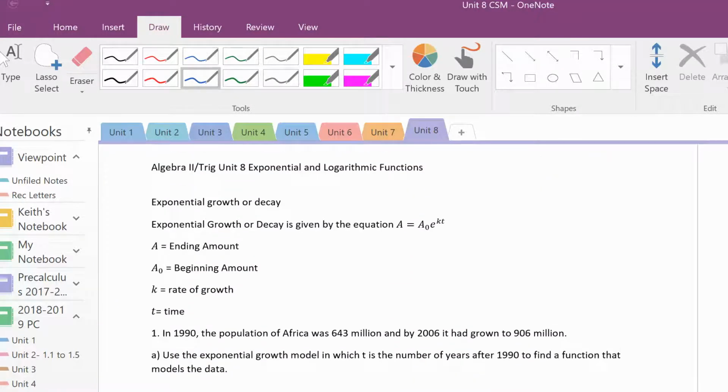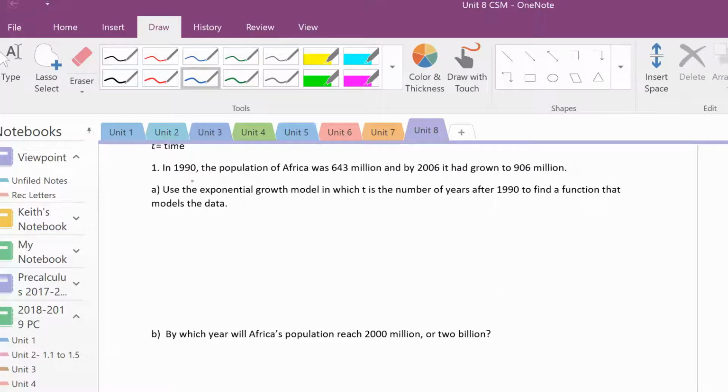All right, there's also exponential growth and decay. And this is where something either grows or decays over time. We're going to talk about population growth. And the A is the same, the ending amount. The A sub 0 is like the P, that's the beginning amount. The K is like the R, is the rate of growth. And then the T is the time.